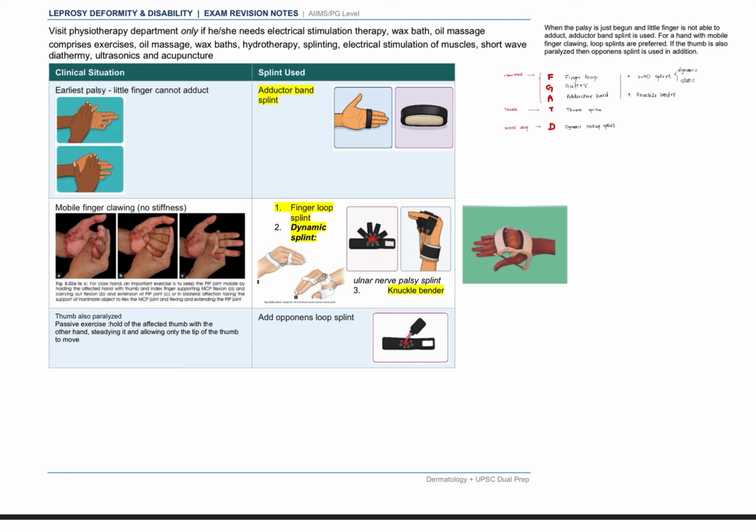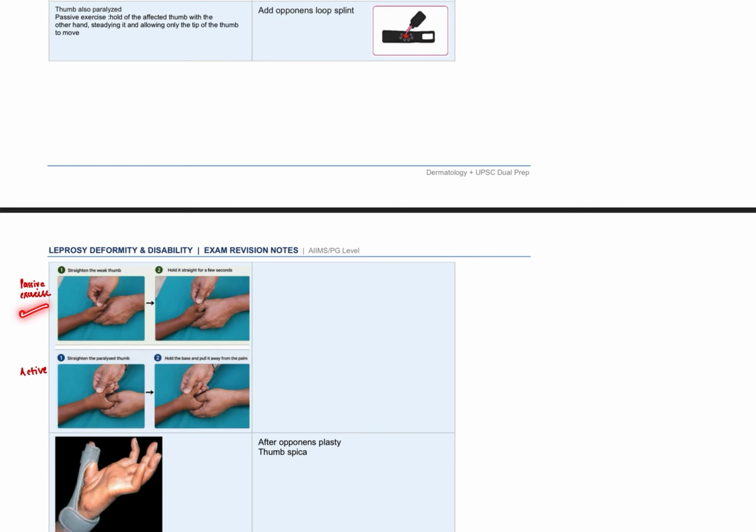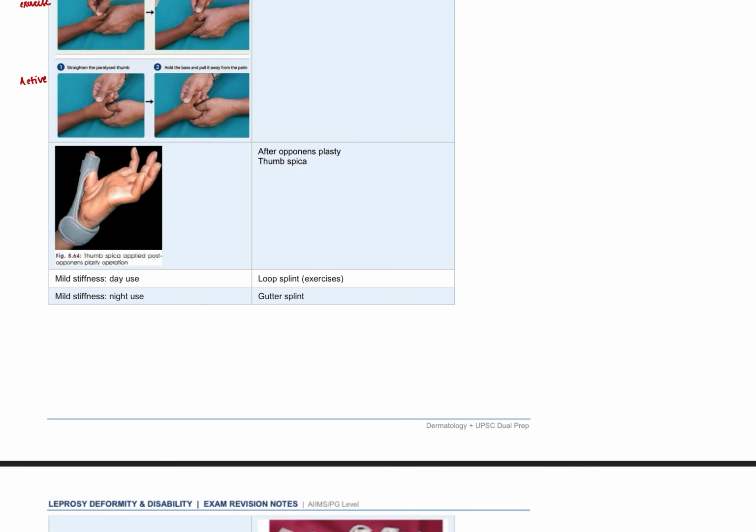This is the active exercise where the patient will extend his PIP on his own while we stabilize the wrist with the opposite hand. This is the passive exercise where we extend by using the other hand. And we have to keep the fingers in motion. This is the passive exercise for the thumb, and this is active where the tip of the thumb will extend itself. This is the thumb spica.